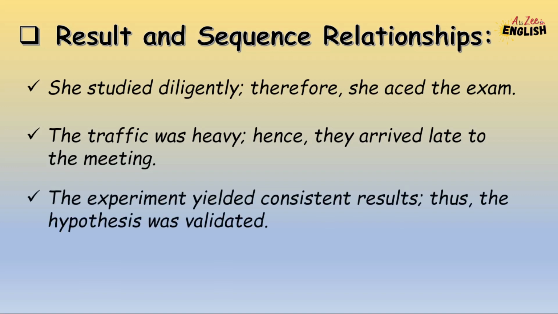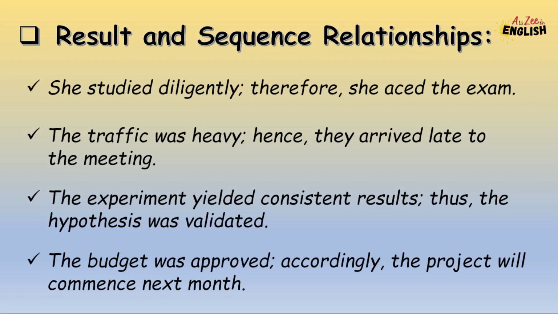The experiment yielded consistent results, thus the hypothesis was validated. Here, thus summarizes the outcome, signifying that the consistent results from the experiment led to the validation of the hypothesis. The budget was approved. Accordingly, the project will commence next month. Here, accordingly connects the approval of the budget to the subsequent action, indicating that the project will commence as a result.